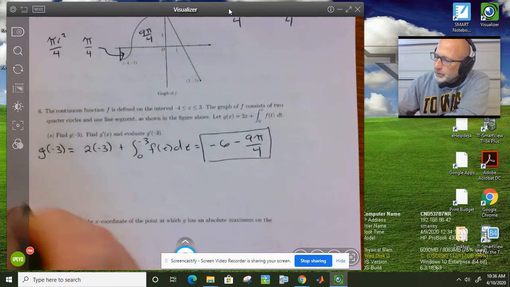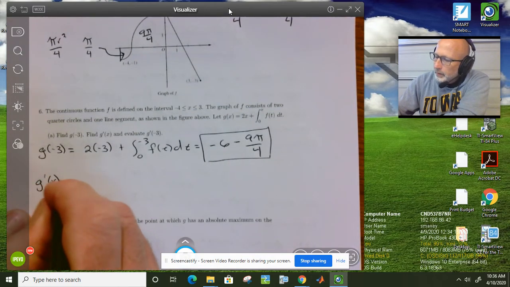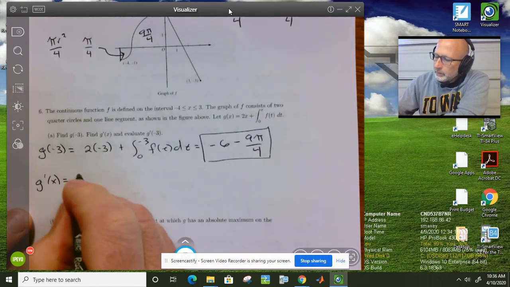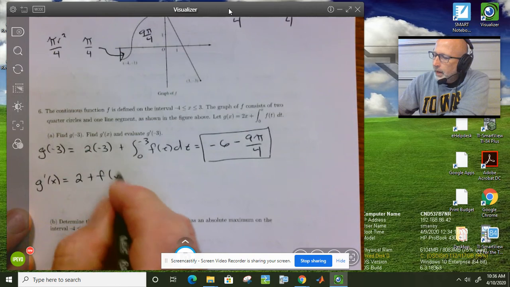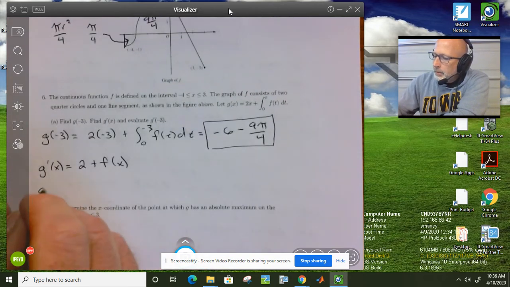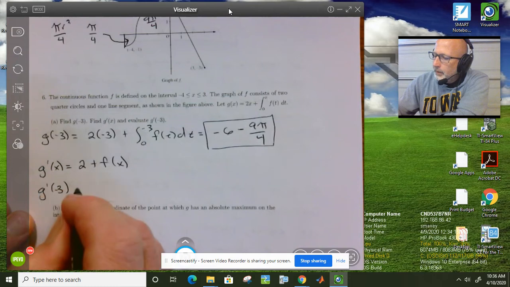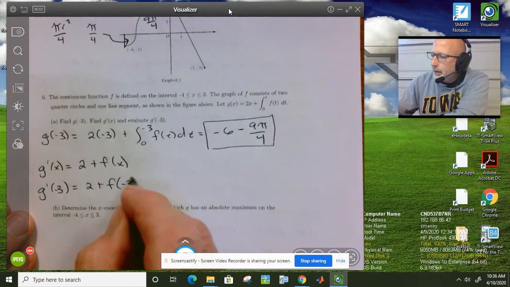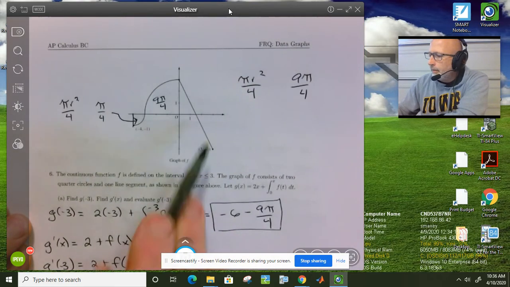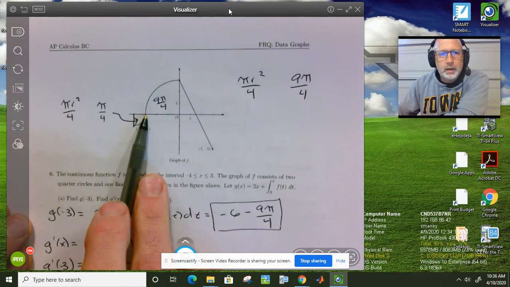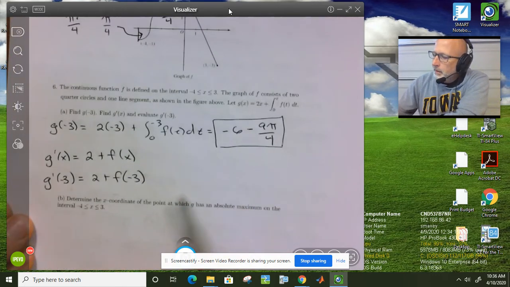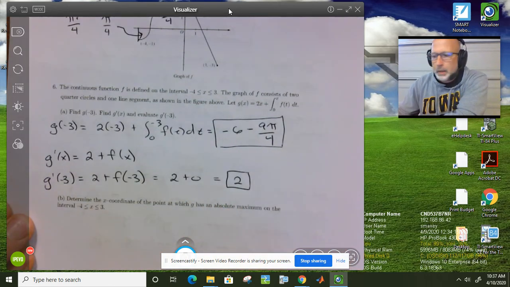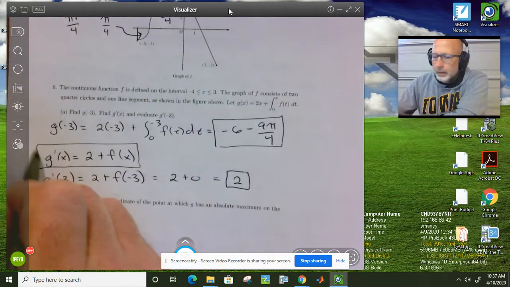Now g prime, we have to find g prime. So g prime of x is equal to, so the derivative here, once again, I have the second fundamental theorem of calculus. This is going to be 2 plus f of x. And then I have to figure out what g prime of -3 is equal to. So g prime of -3 is equal to 2 plus f of -3. Here's the graph of f. So we go to -3, or f of -3 is 0. So this is 2 plus 0, which gives me 2.